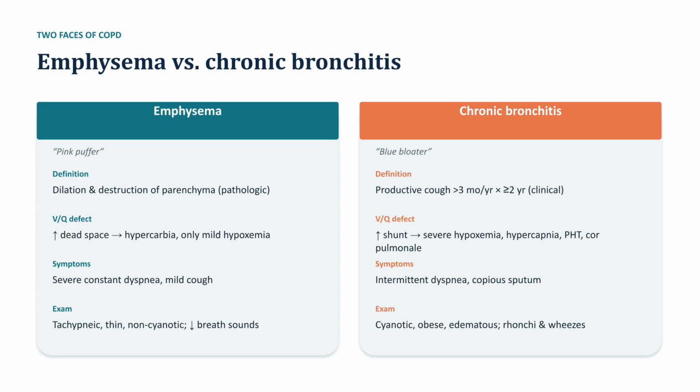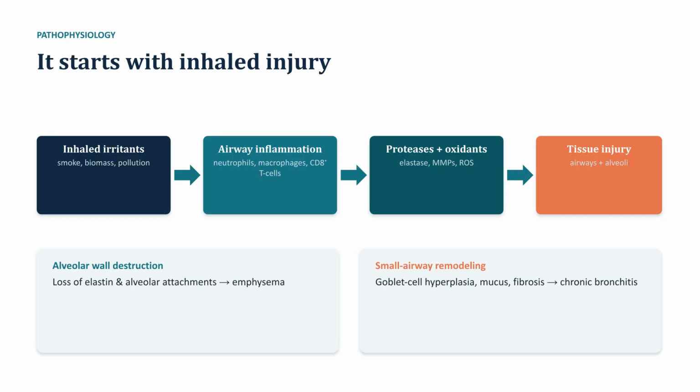Emphysema and chronic bronchitis offer distinct clinical portraits. The emphysematous pink puffer suffers from dead space ventilation, while the bronchitic blue bloater experiences significant shunt. Recognizing where a patient falls on this spectrum helps guide our understanding of their physiology.